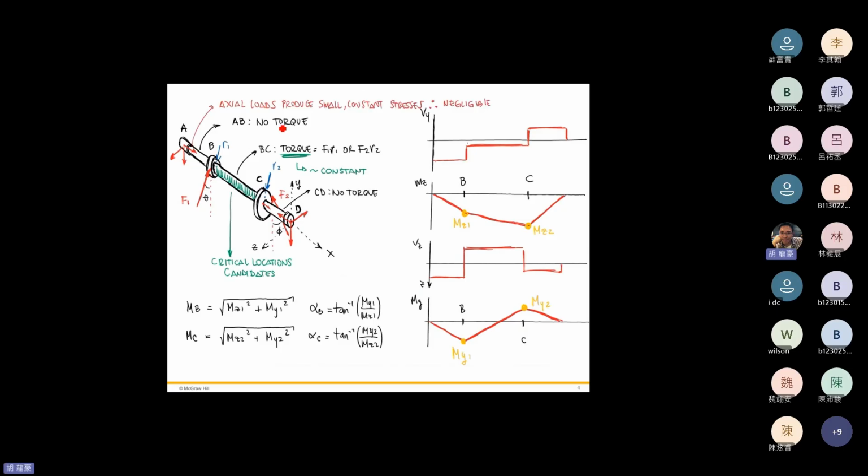Okay, so that's what I mentioned previously: for this AB, there is no torque applied, right? And this axial load produces small constant stresses. Therefore, this axial load can be negligible. So we don't have to consider the axial loading applied to this whole shaft.